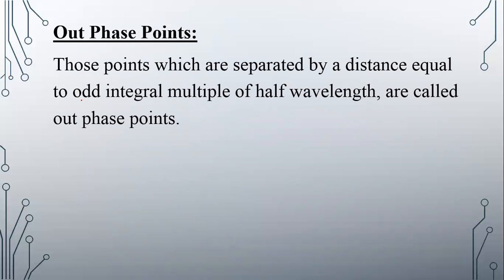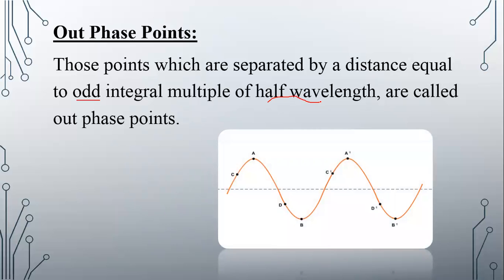यहाँ difference क्या है कि there should be an odd number, and number 2 half wavelength. But in case of in phase points, there is no difference between odd and even, जबकि यहाँ आपको odd number use करना होगा. For example, in this way, number of points are there.